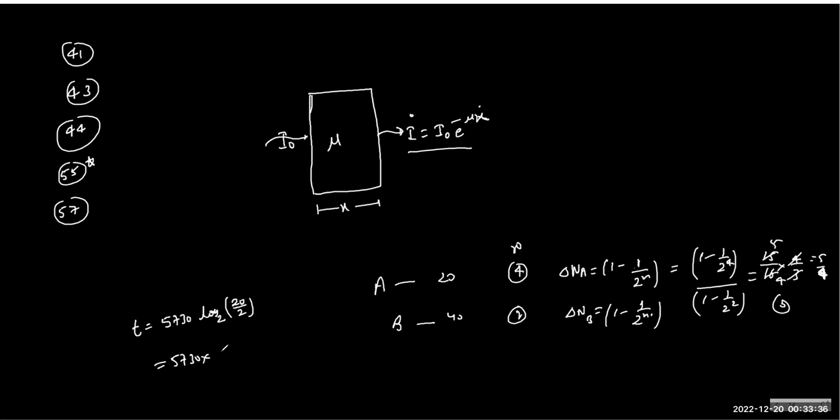Log 10 base 2 is how much, guys? Tell me. I hope you know the answer. Sir, 10 by 3. So 5730 into 10 by 3. This should be the answer. Roughly, right? Yes, sir. One line question. Just a formula is given. What are you doing? Okay.